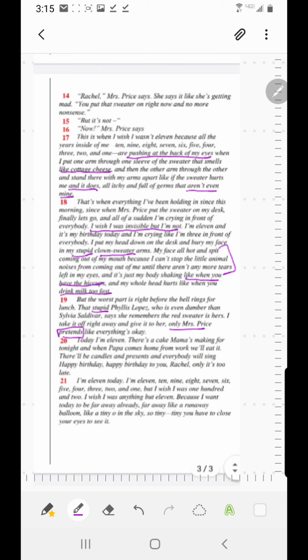"Today, I'm 11. There's a cake Mama's making for tonight. And when Papa comes home from work, we'll eat it. There'll be candles and presents, and everybody will sing happy birthday to you, Rachel, only it's too late."